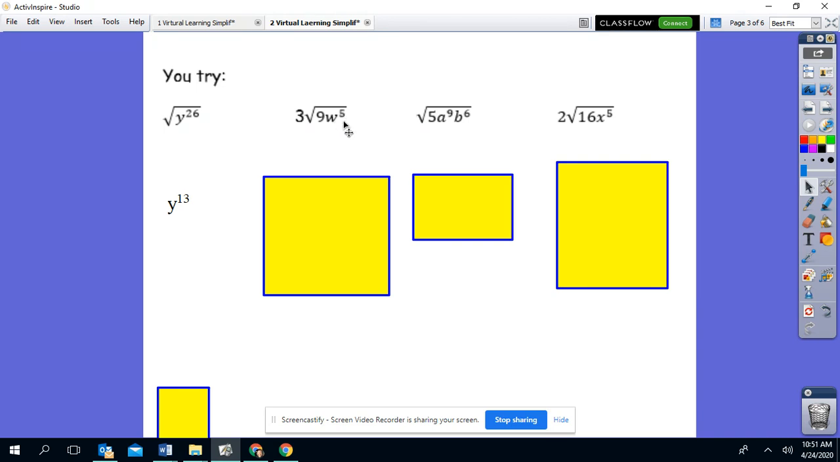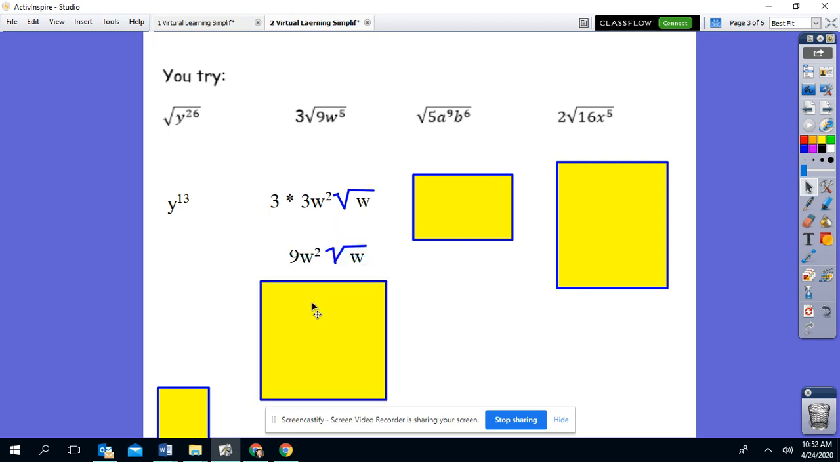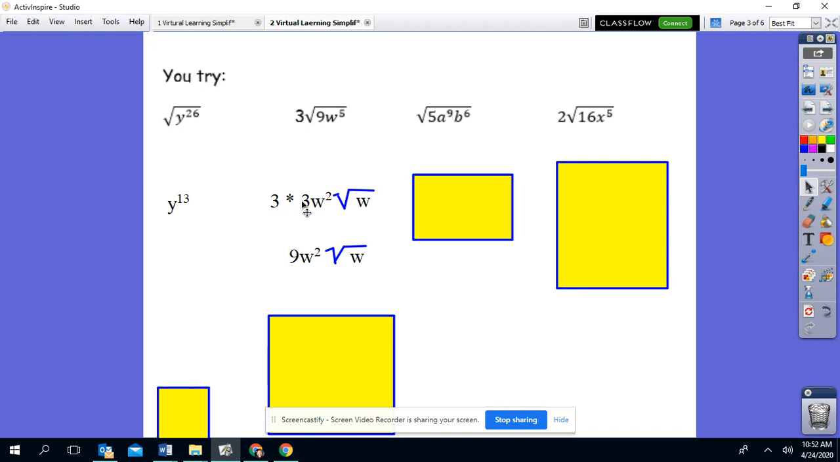W to the 5th. Remember, we can't cut the 5 in half, but we figure out how many pairs we can make from the 5. So we can make 2 pairs. That would use 4 of those W's, and then we have 1 left over. So the W squared comes out, and one of the W's is left. Remember, we've got to multiply any numbers that were already sitting out front. So 3 times 3 is 9. The W squared comes from those 5. You take half of the lowest even number to it. So 4 cut in half is 2.